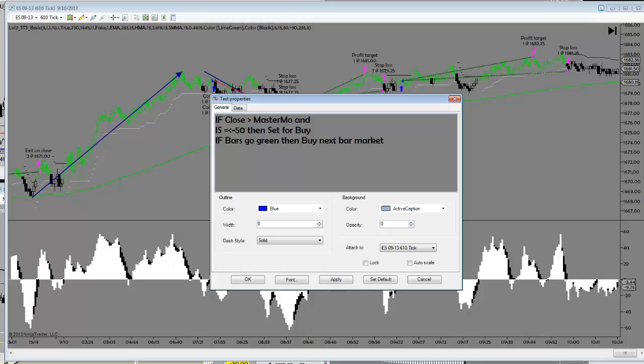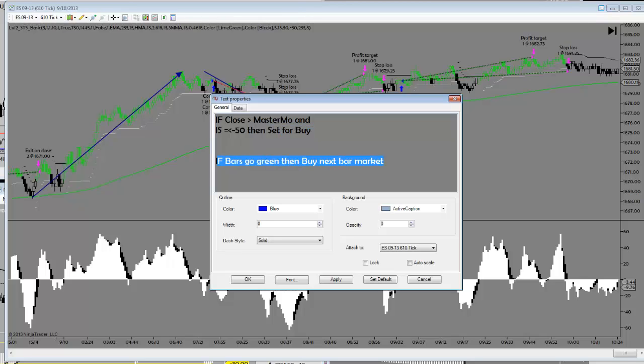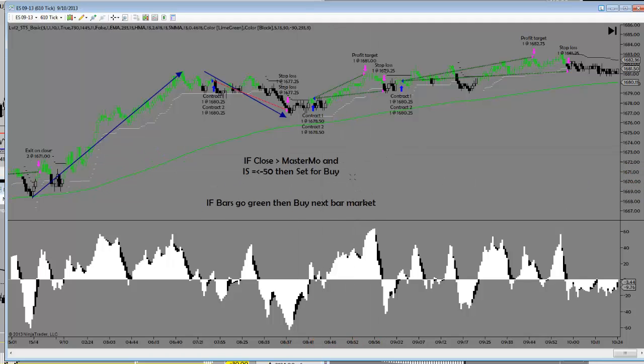Now, look what we did. We created a filter. So we could literally say, if price is closing above the Master Mo and yet internal strength reaches minus 50 or lower, then set for the buy. So this would be a condition that prepares us for a potential long entry, followed by our additional strength of signal. That's kind of where we are now. What if we took out the second part of that and just said, if price is trading above the Master Mo and internal strength hits minus 50, then buy next bar market.